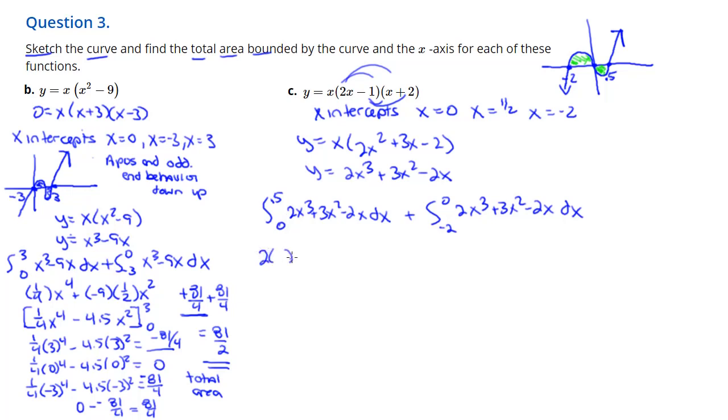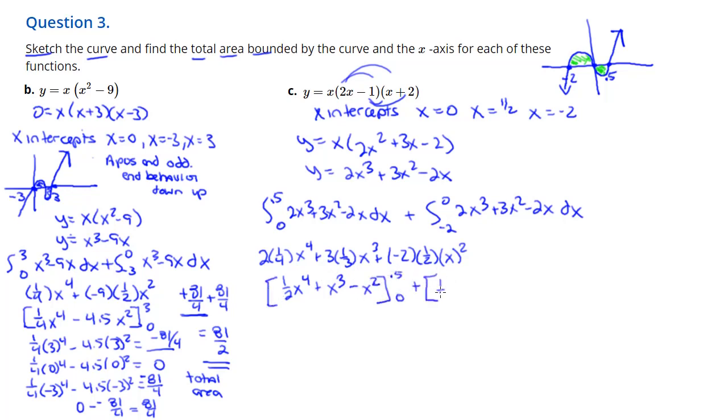So I write down the 2. I leave a space. X to the 4th. 1/4 goes there. Put the 3, leave a space, x to the 3rd, put the 1/3 here, and then I'm going to put plus -2 and leave a space, and then it'll be x squared, so then I'm going to put 1/2, and now all I got to do is multiply this stuff together. I've got my integration function, and I'm going to go first from 0.5 to 0. And then I'm going to add, and I'm going to go from 0 to -2.